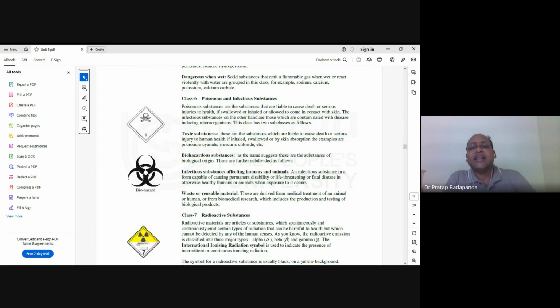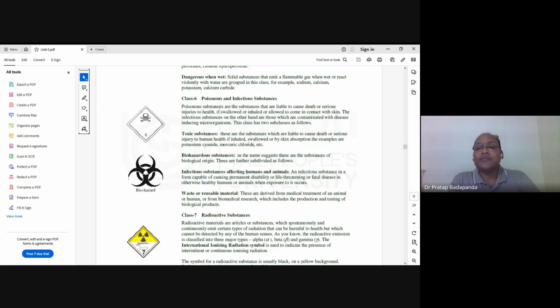Then poisonous and infectious substances, toxic substances. See that symbol of toxic. Biohazards, right? Biohazard substances, as the name suggests, are radioactive elements. They have a very short lifespan, mostly 30 seconds to 30 minutes, and then they degrade. So biohazards have an immediate reaction.